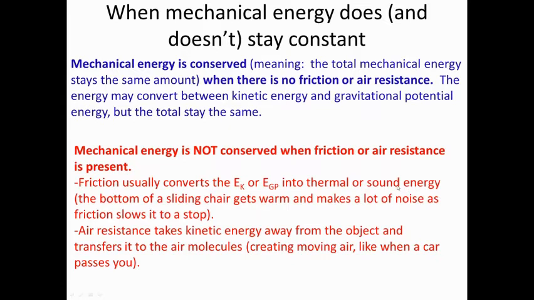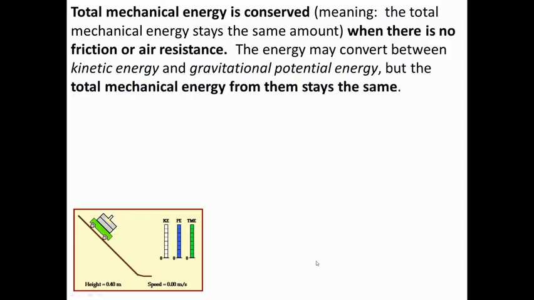Think about scraping a chair across the floor. As it slows down, the friction causes the kinetic energy to make the bottom of the chair get warm, and makes a lot of noise as you hear it scraping. Air resistance can take kinetic energy out of an object and give it to the energy of the air around it. So you think about a car that's moving. If it passes you, you get that big breeze. Where'd that breeze come from? It was the kinetic energy that was coming away from the car as the air pushed it backwards, and that went into the air, created the breeze.